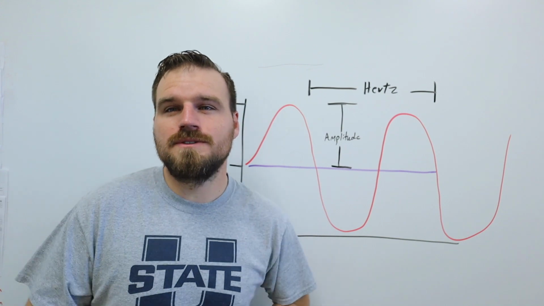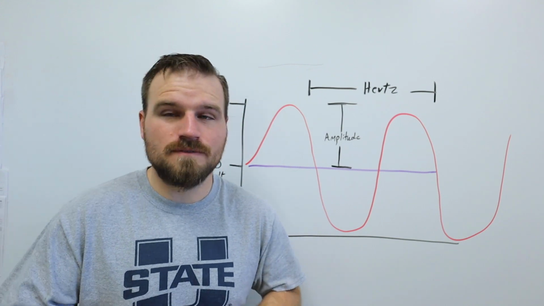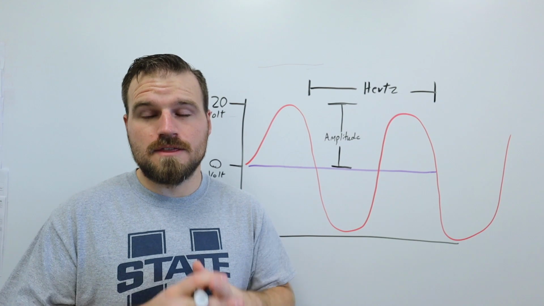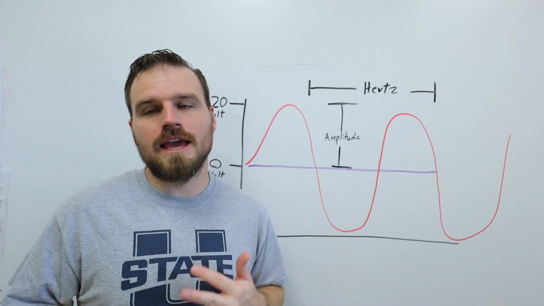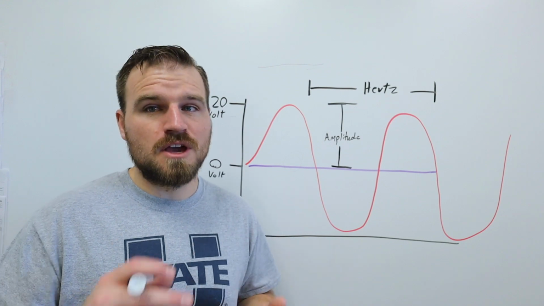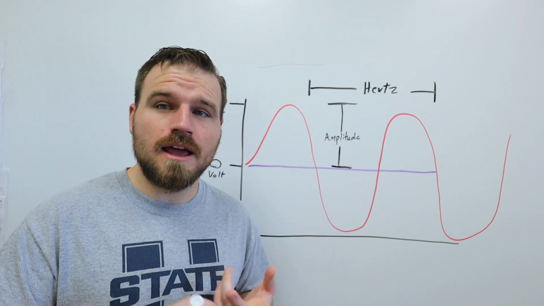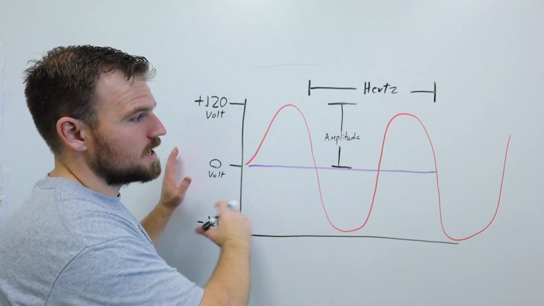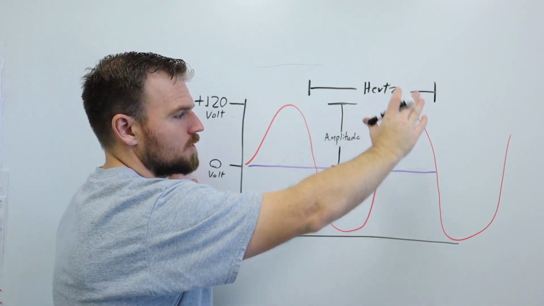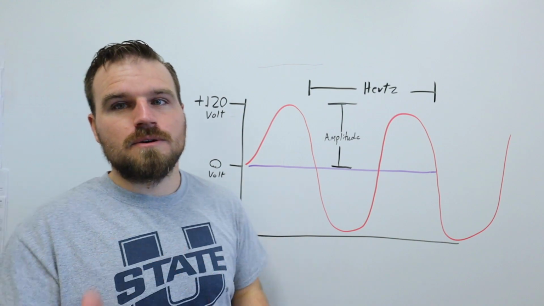Alright guys, I wanted to take a second and talk about different types of voltages. The main types that we will be talking about in the next two videos are AC and DC. AC stands for alternating current, DC stands for direct current. We're going to talk about this sine wave right here, and talk about AC. In the next video I'm going to talk about DC.